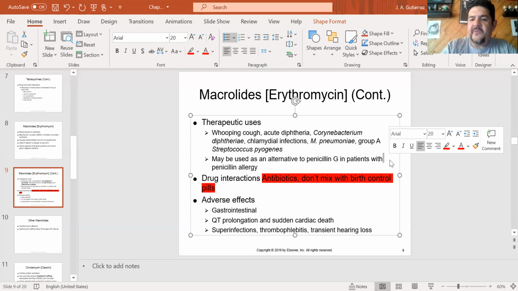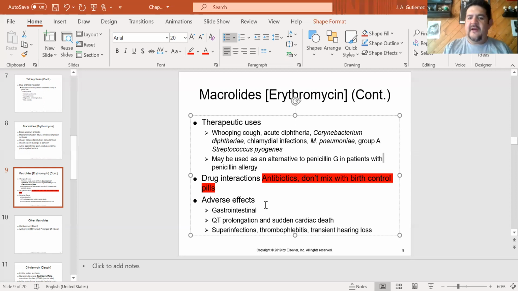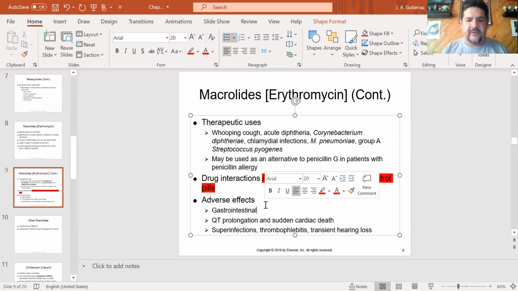So if the patient is on birth control pills, we need to advise, during the time period of you taking antibiotics, make sure you use a second method to prevent pregnancy. Usually we advise a barrier. It could be the diaphragm, it could be the condom. They cannot rely only on the pill during antibiotic treatment because there's a chance of the patient getting pregnant. So this applies to all antibiotics mixed with birth control pills.